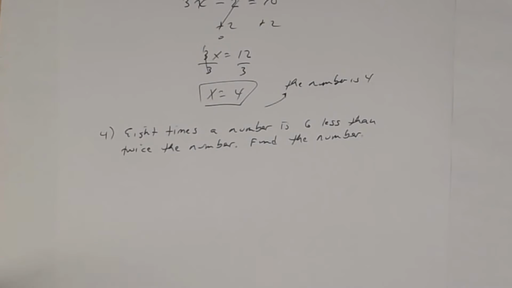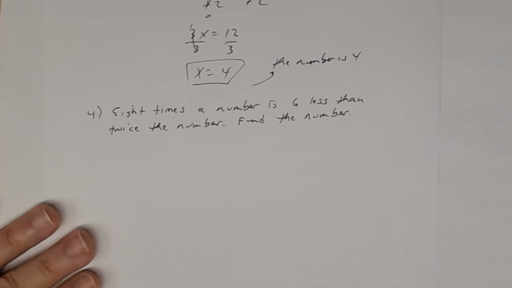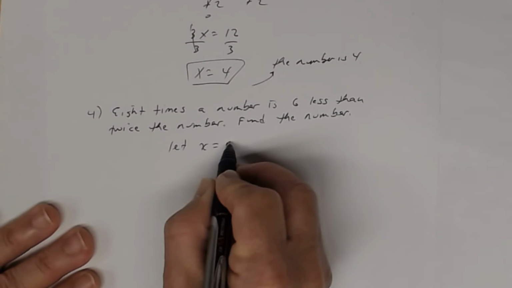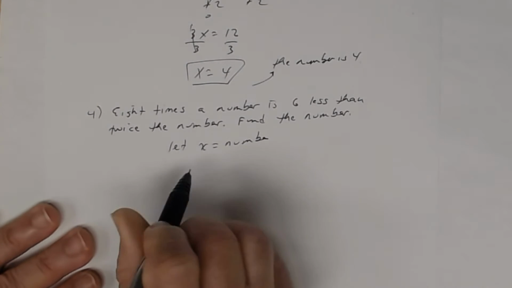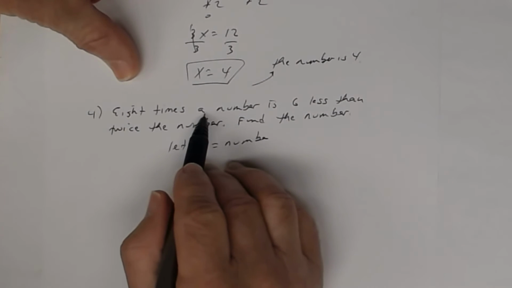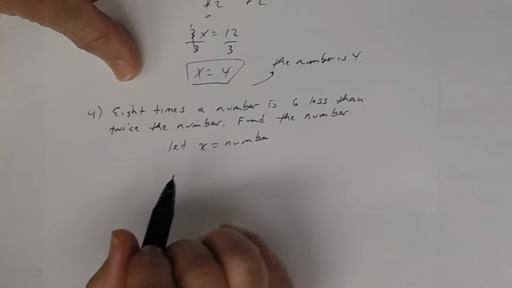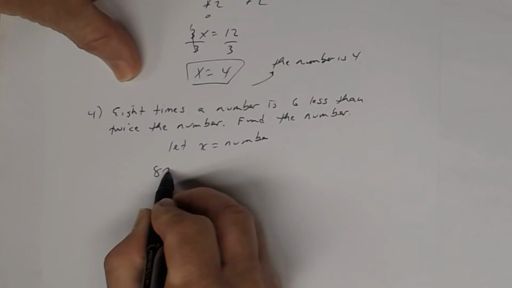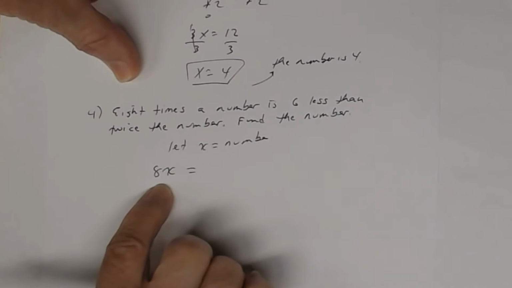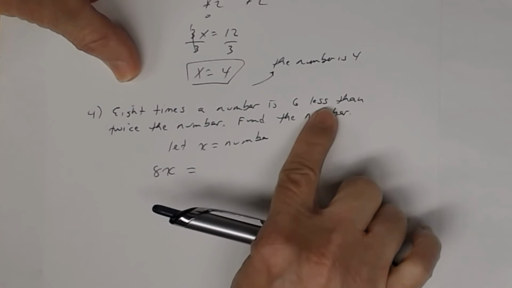Number 4 says this. 8 times a number is 6 less than twice the number. And you want to find the number. All right, so let's go ahead and let x be that number. That's going to be the unknown. Let x equal the number. I'm going to set the equation as we read this. 8 times a number, and then you have that word is. So is means equal. So 8 times the number is. So hopefully you saw that part. So that is this. And then here's that less than again.